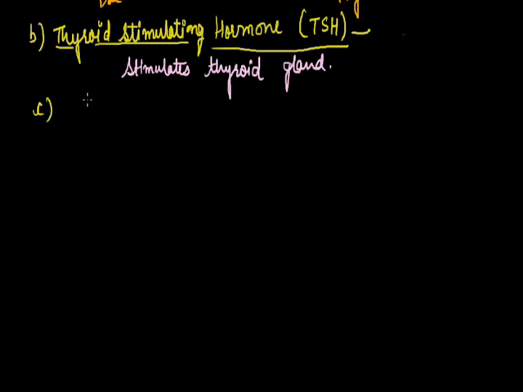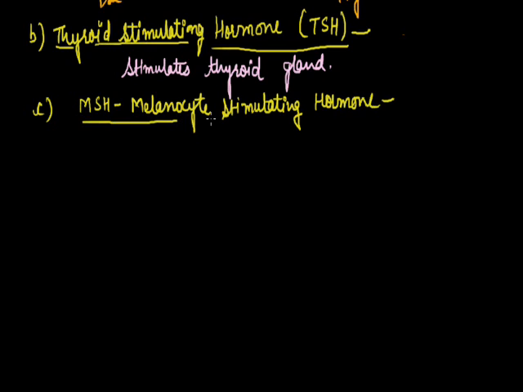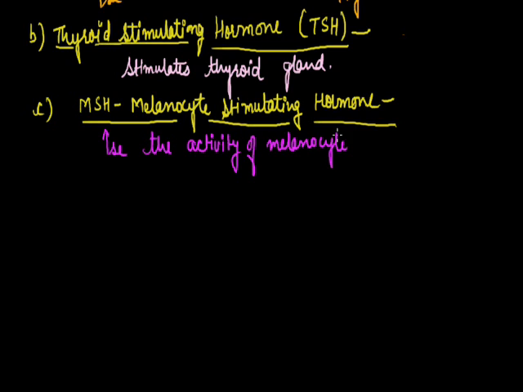The third hormone released by the pituitary is MSH, melanocyte stimulating hormone. It stimulates melanin synthesizing cells, so it can increase the activity of melanocytes. Melanocytes are the melanin synthesizing cells, and melanin is a black color pigment that provides skin color.